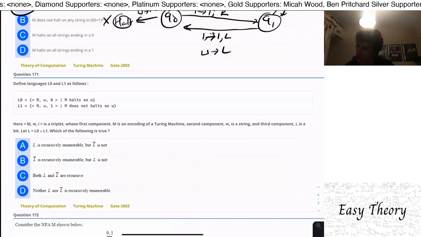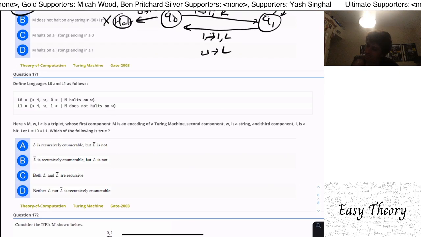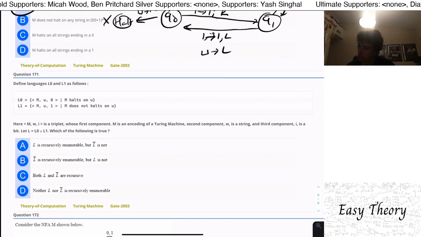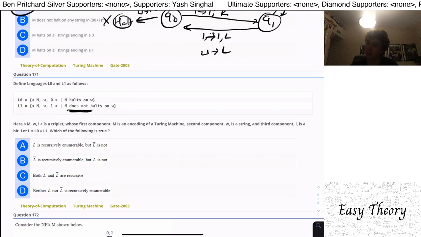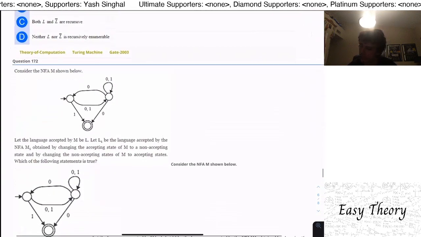This is taking forever. M, W, I is a triplet whose first component, Turing machine, is a bit. M halts on W. So A is recursively enumerable, and B is not. The "does not" property is not recursively enumerable. So the 0 and 1 doesn't really mean anything. So A is the answer here.